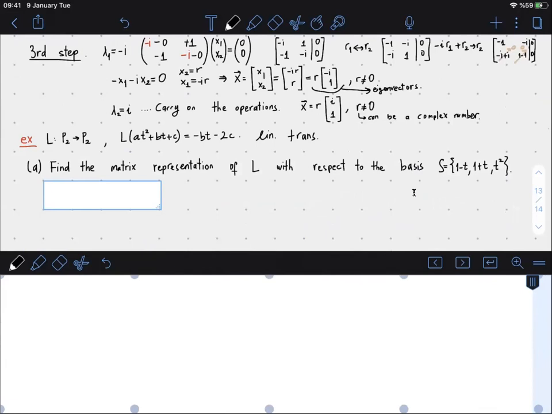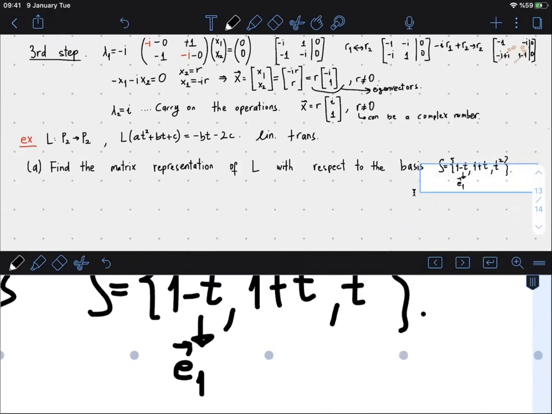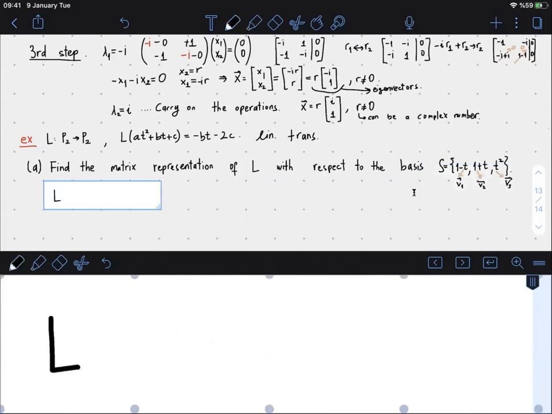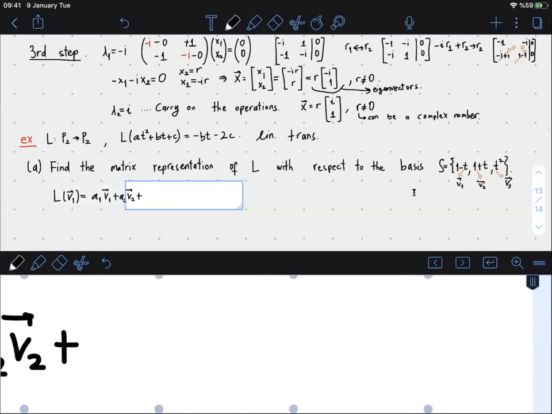So how do you find the matrix representation of this operator L? These are our basis vectors. Let's call them V1, V2, and V3. So we try to represent L of V1 using these three vectors, right? So it will be A1 times V1, plus A2 times V2, plus A3 times V3.